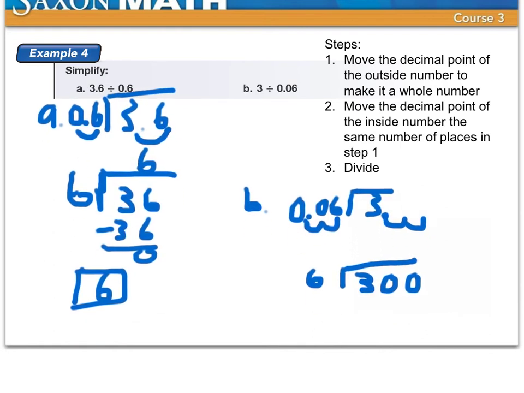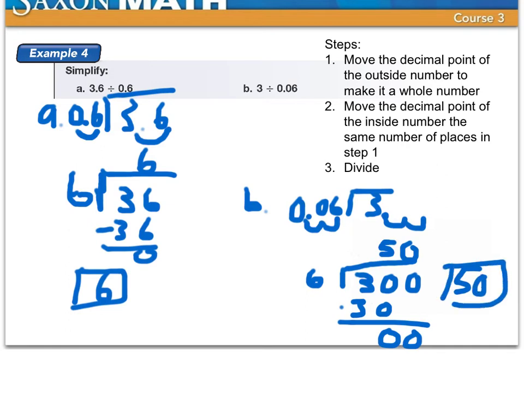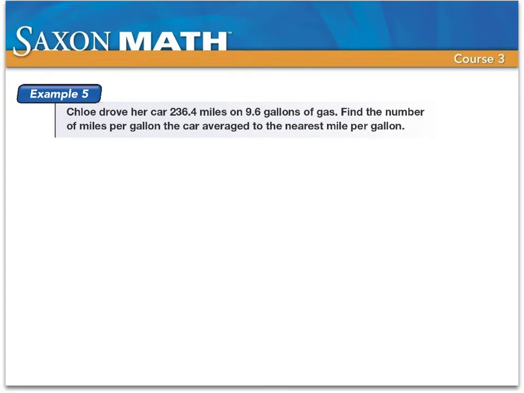Well, 6 doesn't go into 3, but it does go into 30 5 times. I multiply. And 6 goes into 0 0 times. So my answer is 50. Alright, got one more example. Alright, Chloe drove her car 236.4 miles on 9.6 gallons of gas. Find the number of miles per gallon she averaged to the nearest mile per gallon. Okay, well, this is a problem where we're going to take 236.4 and divide it by 9.6.